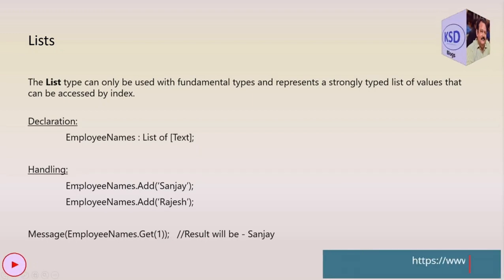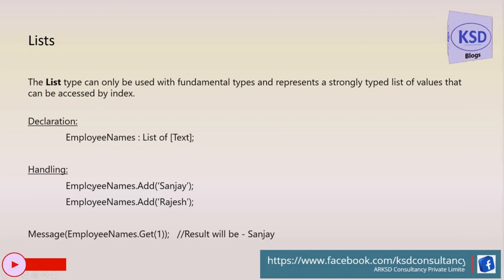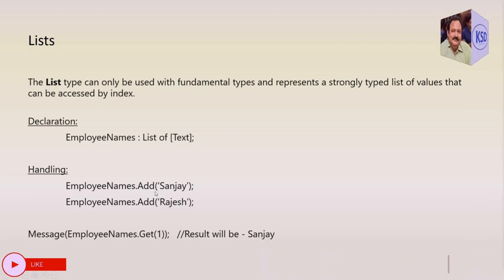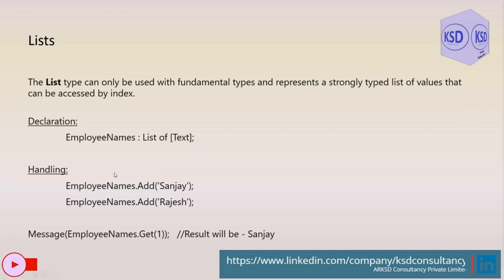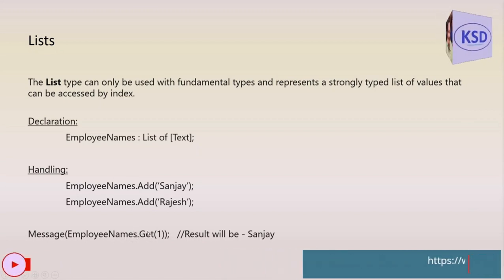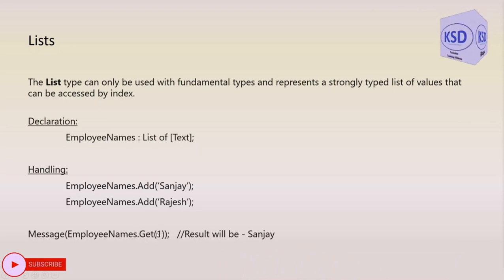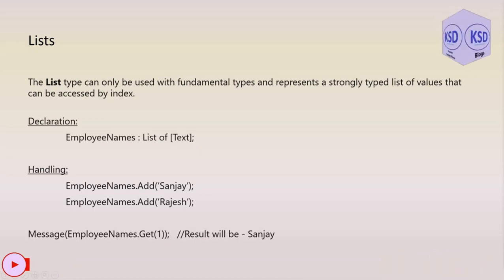So when you want to save some values to the list, you can say add whatever name you want, like here Sanjay, add Rajesh. And when you want to access a particular one, you have to say get and its index, meaning the name that is stored at the first index. So it will return you that Sanjay is the case.